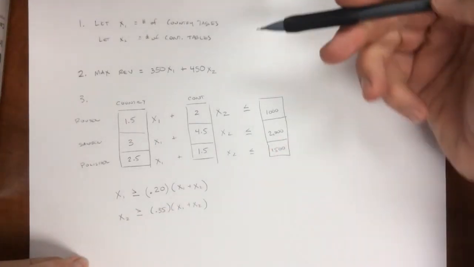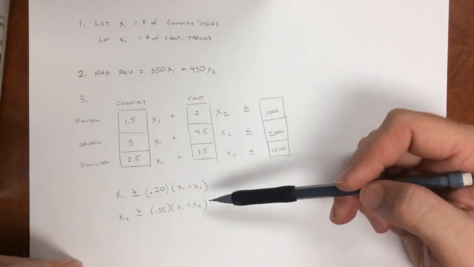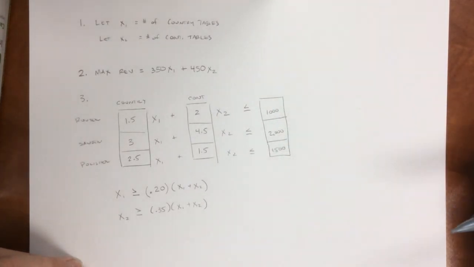We have that, and now we've set up our linear program. That's what this is called, the three steps. And now we're ready to go to Excel and solve it there.